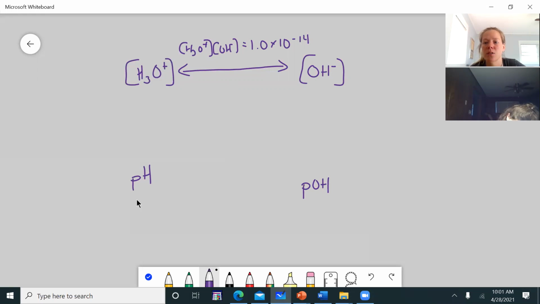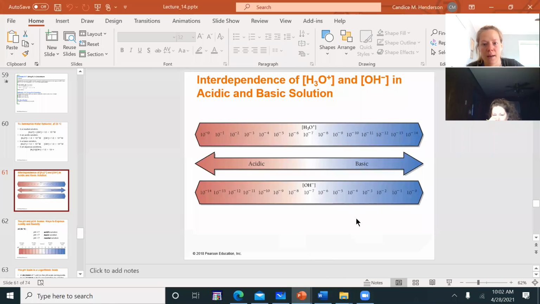So how does pH relate to H3O plus, or the concentration of the acid? The H in pH is talking about the hydronium. So how much hydronium or how much hydrogen do you have floating around in solution? The more hydrogen you have floating around in solution, the lower your pH will be.